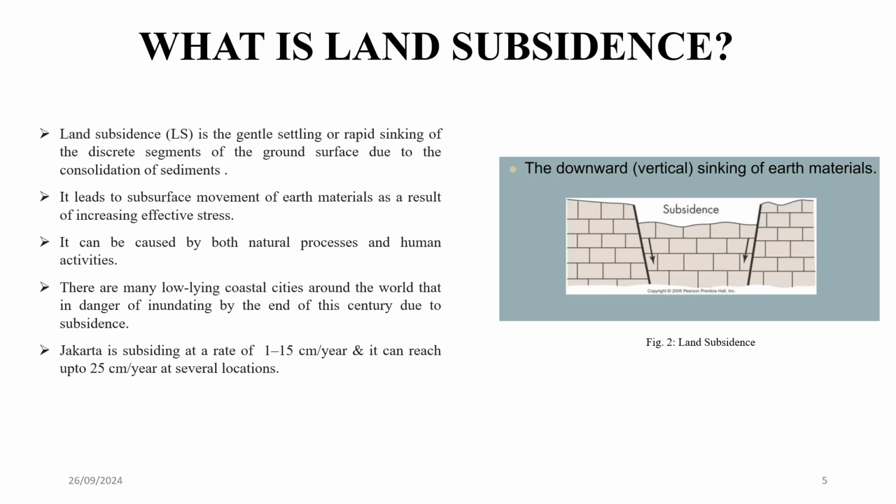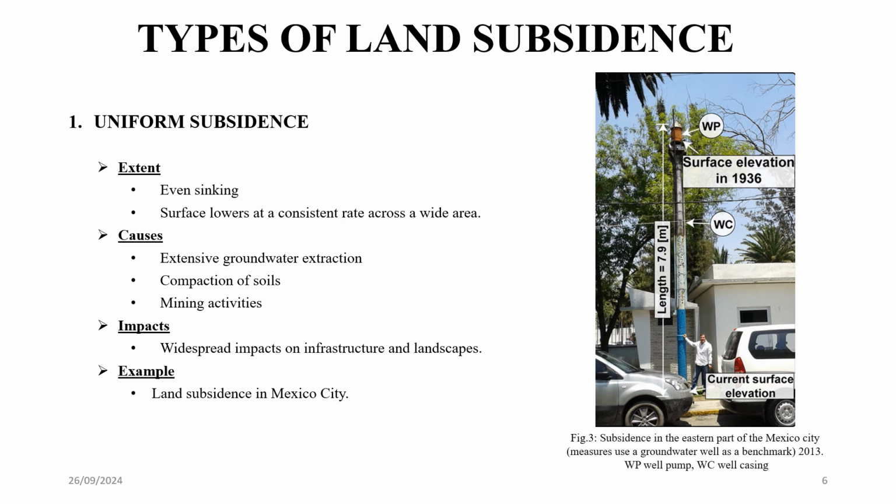There are many low-lying coastal cities around the world that are in danger of inundating by the end of this century due to subsidence, and one such city is Jakarta, which is subsiding at a rate of 1 to 15 centimeters per year, and it can reach up to 25 centimeters per year at several locations. Now let's explore the types of land subsidence, starting with uniform subsidence.